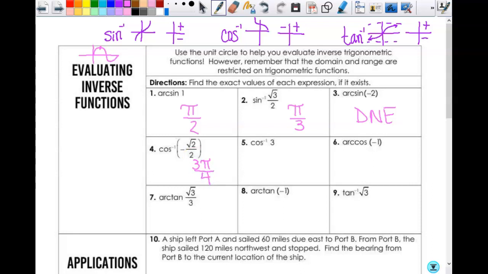Now, the cosine of 5 pi fourths is also negative square root of 2 over 2, but that's an unacceptable answer because I'm only allowed to go from 0 to pi with my answers. Okay? You can only use the first and second quadrant. All right, what's the cosine inverse of 3? D and E, doesn't exist. What is the arc cosine of -1? Pi. -1 is pi.